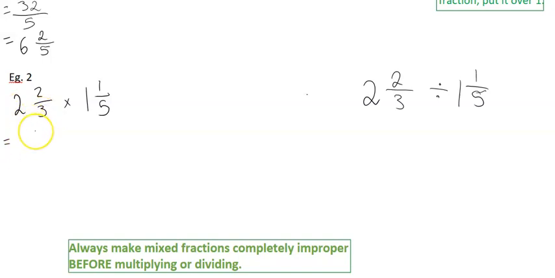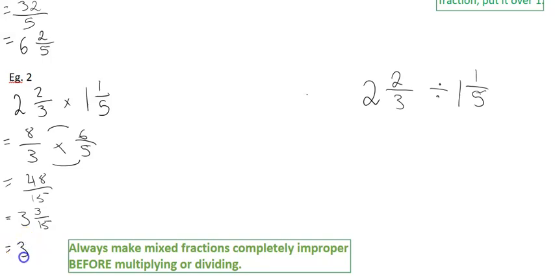2 multiplied by 3 is 6, plus 2 makes 8 over 3, multiplied by, and I do the same process, 6 over 5. Okay, so now we have a top and top, bottom and bottom, same rules apply. So we do 8 multiplied by 6 is 48 over 15, and of course regrouping 3 and 3 over 15, and last but not least simplifying, because we always need to check. We've got a 3 and a 5, 15, both are divisible by 3, so it's 3 and 1 over 5.